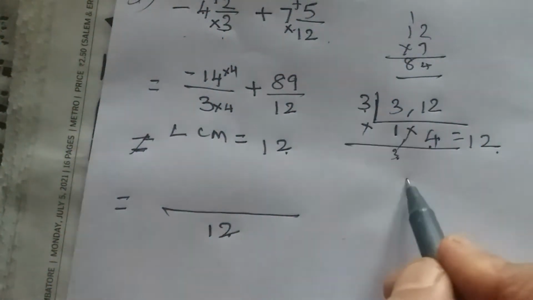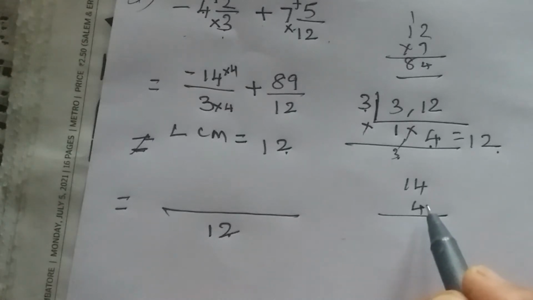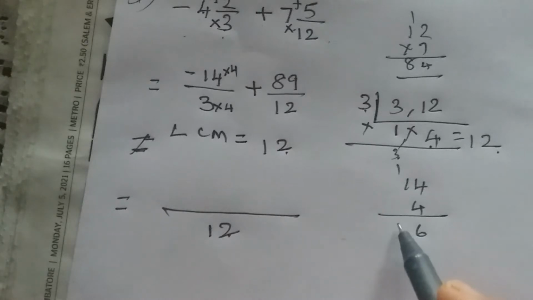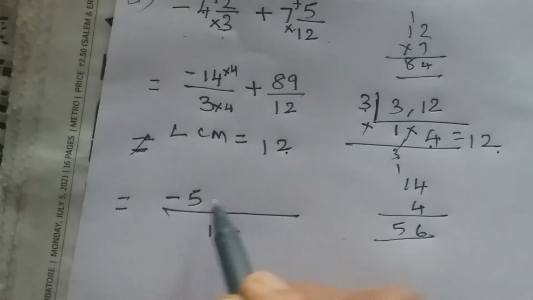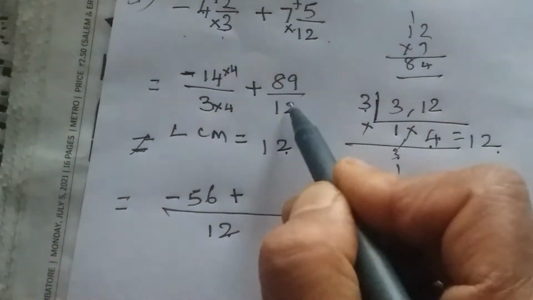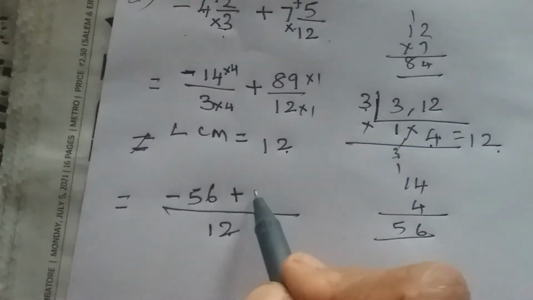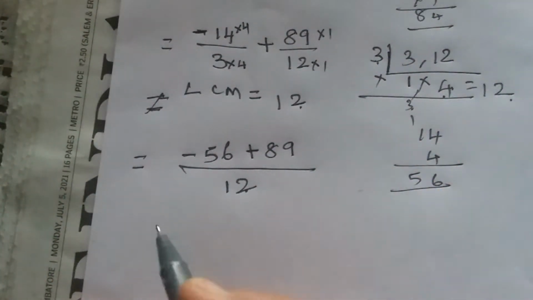14 4s are. Do you remember the tables? Otherwise multiply. If you know the 4 times table, it's enough. 4 4s are 16, carry 1, 4 1s are 4, 4 plus 1 is 5, 56, and there is a minus sign. Please remember, don't forget to put the minus sign. There is a negative sign here. Minus 56 plus 12 into what is 12? It is 1. So multiply the numerator also by 1. So we get 89 by 12. Now here comes, we have to follow the rule.